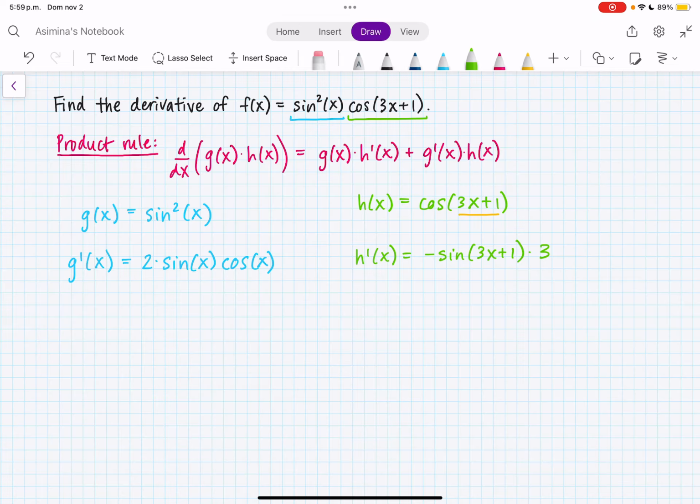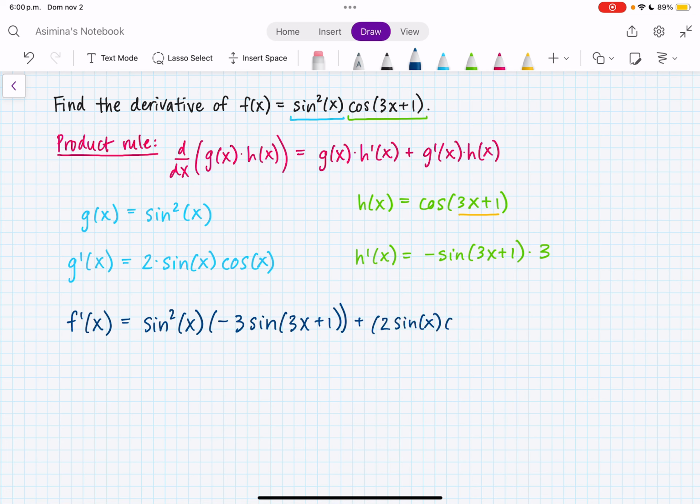Now let's put this together to find the derivative of f. So f prime should be g of x, so sine squared of x times h prime of x. So that's minus 3 sine of 3x plus 1, and then plus g prime of x, which is 2 times sine of x times cosine of x, times h of x, which is just cosine of 3x plus 1. And this is pretty much our final answer.